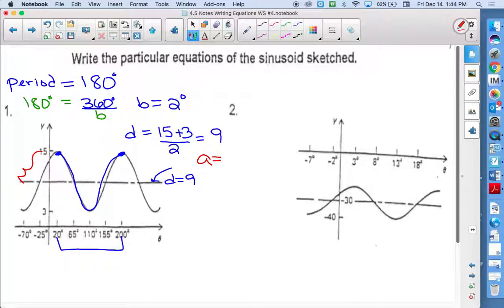7 is 9 plus 6. Started out with 4, huh? That's all right. 6? Are you good with 6? Okay, so 6. And then the last thing we need is the phase shift. So we have A, we have D, we have B. We're going to get that C over B value. And that's just looking at the x value where the maximum location is. So our max is right here. The x value associated with that is 20 degrees.